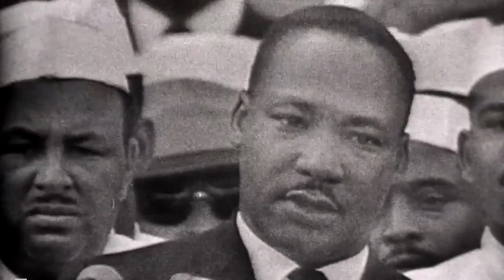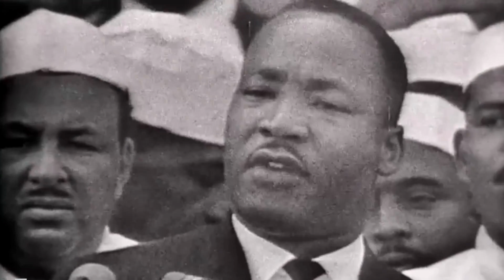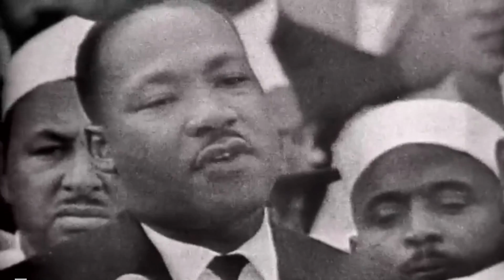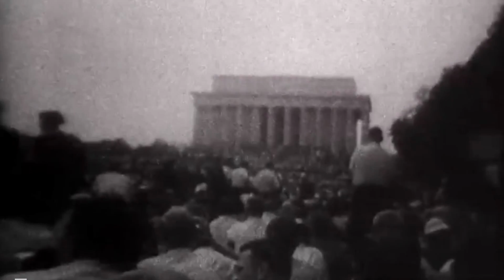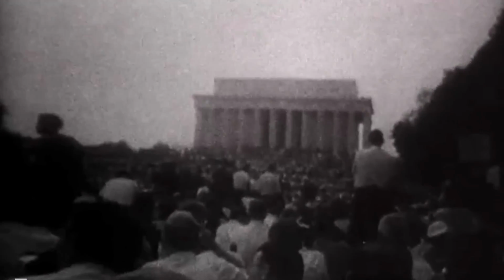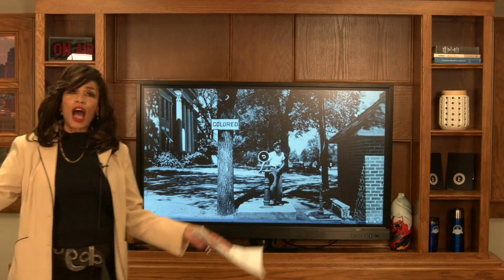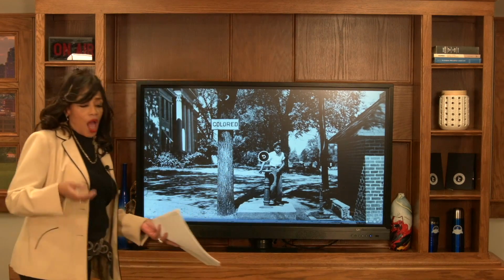This nation will rise up, live out the true meaning of its creed. We hold these truths to be self-evident, that all men are created equal.